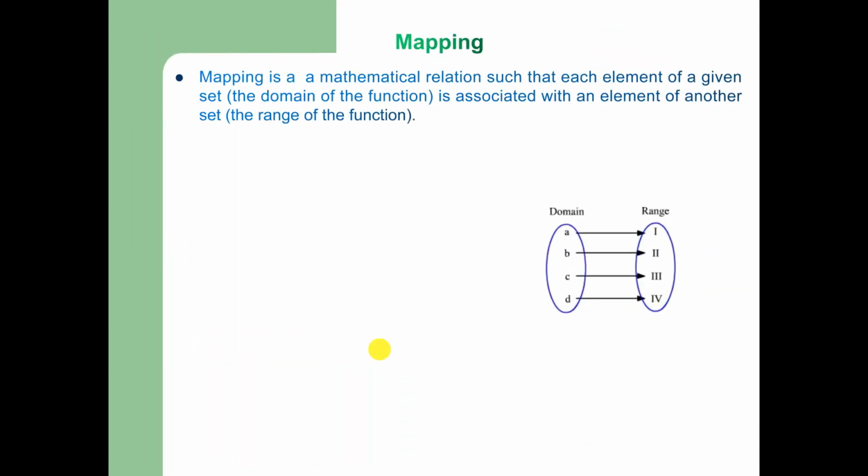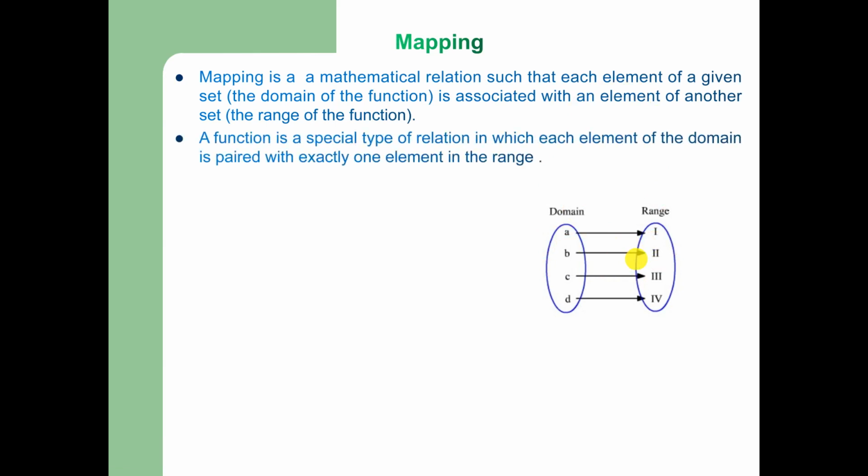Mapping is another concept that is also used in advanced economic theory, and it is a mathematical relation such that each element of a given set, that is the domain of the function, is associated with an element of another set, that is the range of the function. If you look at this figure, there are a number of elements a, b, c, and d, and these are in the domain of the function, and these are associated with some other elements in another set, which is known as the range of the function. So this is a kind of mapping from the domain to the range.